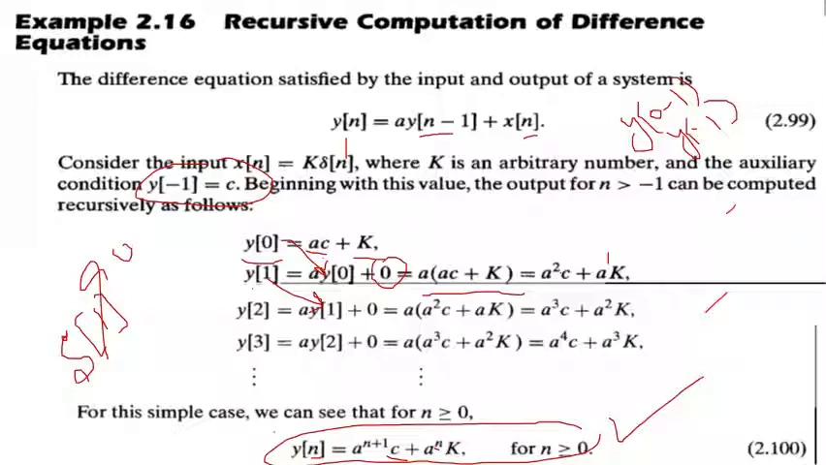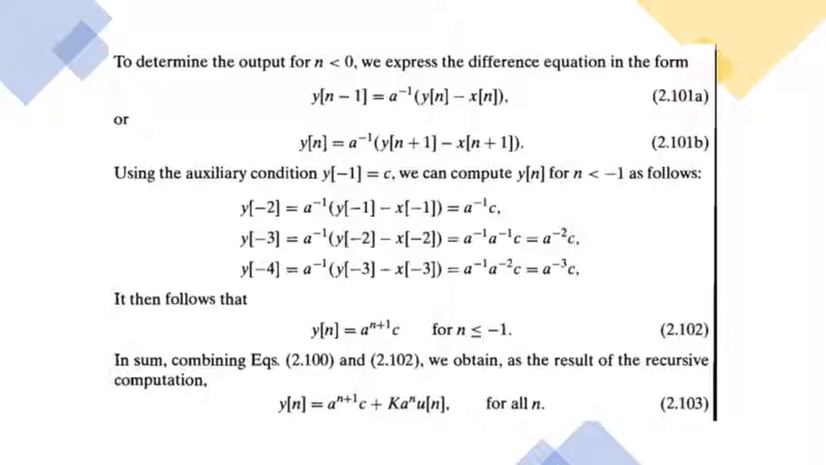Okay, so let's move on to the final slide of today's lecture. Now if you want to determine the output for n less than 0, you can express the difference equation like this. This is the same equation, we just have simplified it. You can either express it like this or like this. Both are equal.